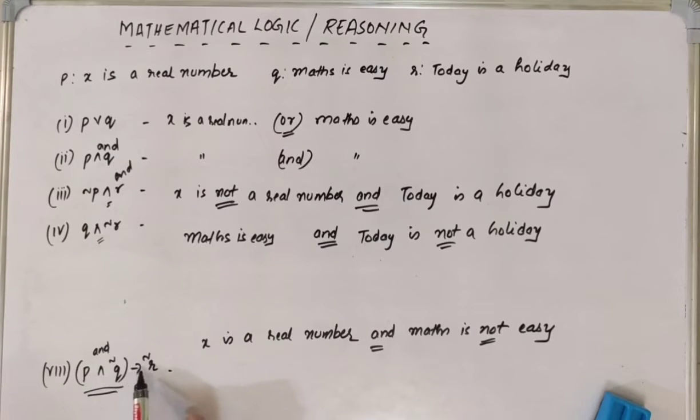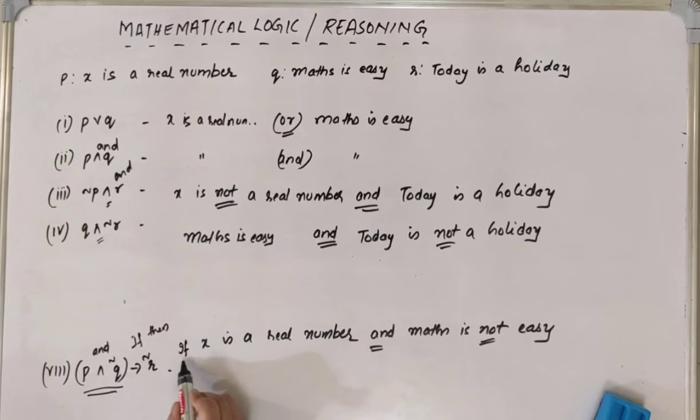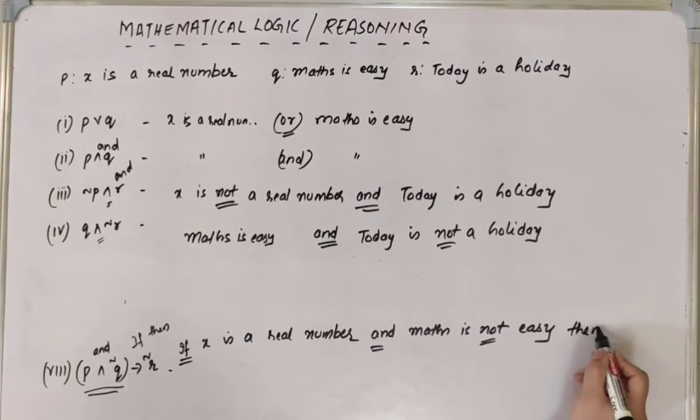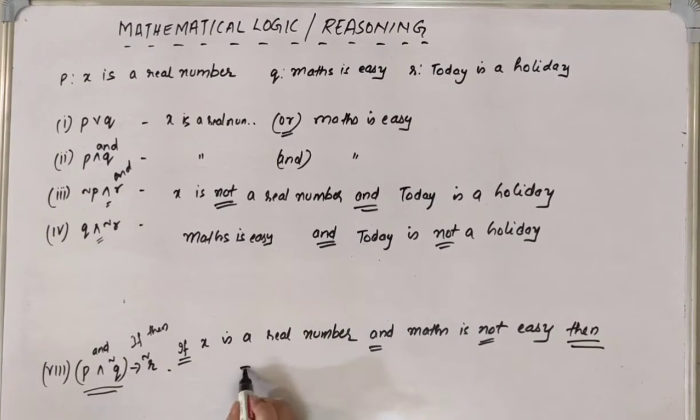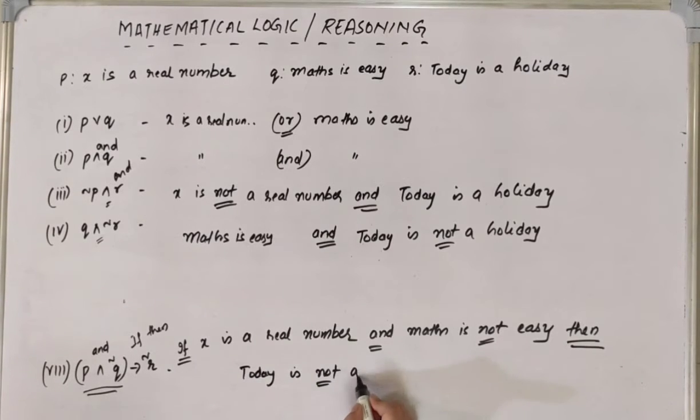Now there is a conditional R. So whenever there is conditional, this is nothing but if then. So what does it mean? We need to start this with if. If X is a real number and maths is not easy, then we will have to negate R. R is today is a holiday. Negation of R is today is not a holiday. Today is not a holiday.